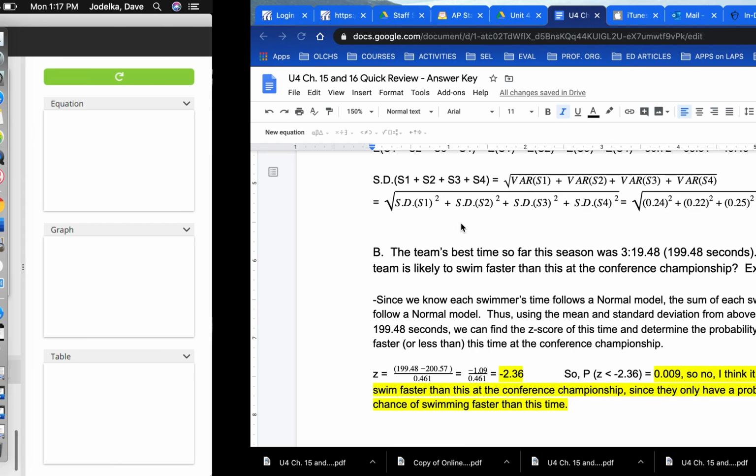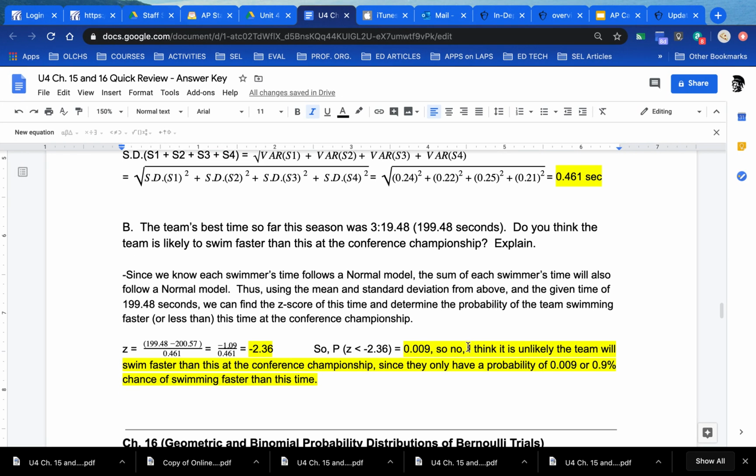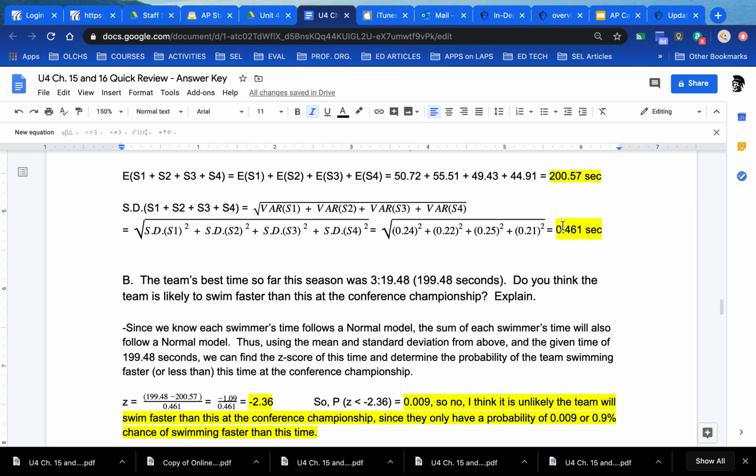You could have got that from a chart as well. This is the work you would show for that, even if you did use your calculator. And I would argue this is unlikely. They only have a 0.9% chance of swimming faster than their best time, given their mean and standard deviation.